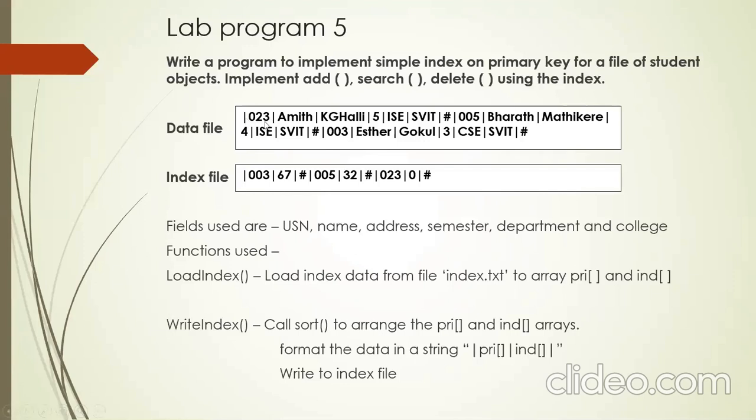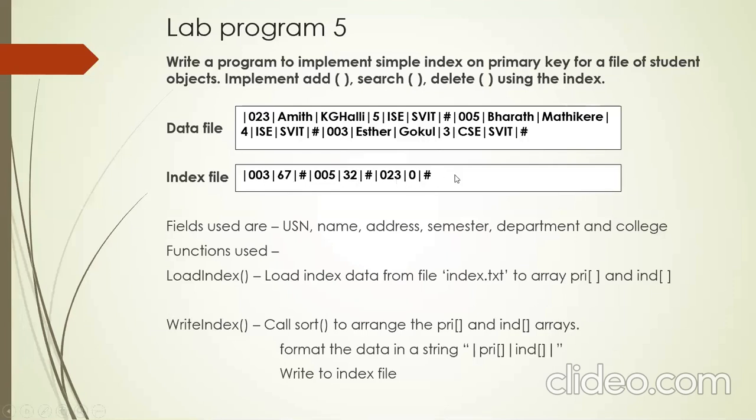So 023 is here, and it is at a displacement of 0, at the initial first position itself of the data file. So 023 at 0. Fine. The next record is starting here. So key is 005, and its byte offset, the position at which this record starts, is 32. 003 is at 67, and so on.